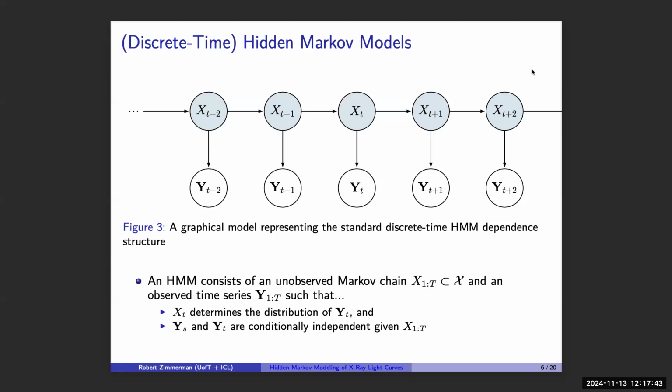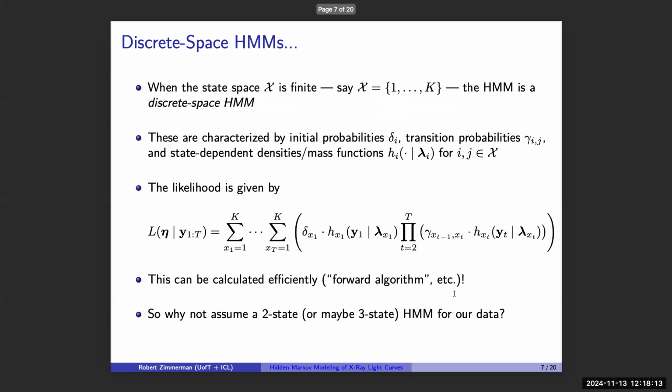It's a great question, and I'm going to get to that in either the next slide or the slide after, because probably in your head you're thinking of the state space as being just flaring versus quiescent. And in fact, that's not what we do. That's what we tried, but it didn't work. So I'll show you that. Okay, thanks. If the basic HMM setup is clear, I'll go on to the next slide.